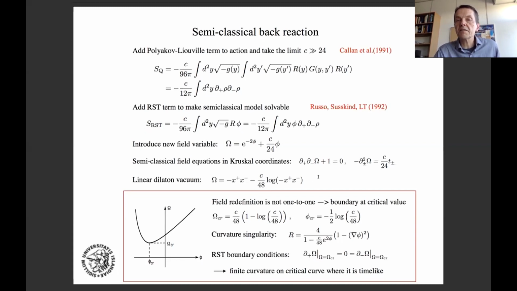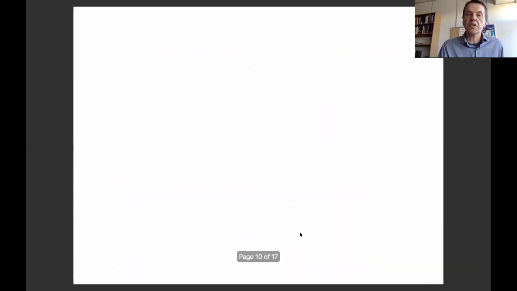But there is a subtlety here, and that is that this field redefinition that I've written down here is not one-to-one. And so there is in fact a boundary in the omega field space, and generically you would find a curvature singularity if you go to this value here. It turns out that you can implement some boundary conditions that avoid the curvature singularity, at least where this curve is finite. Sorry, it's time-like. And when it's space-like, it is in fact the black hole singularity that you will find. It occurs at this value of the dilaton. Okay. So that's the basic story that we have here.